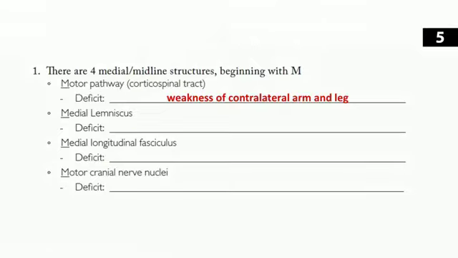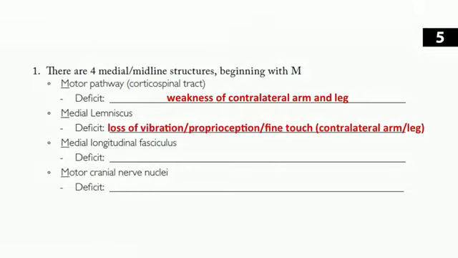The next medial M structure is the medial lemniscus, which you remember is the continuation of the dorsal columns in the brainstem. So this carries vibration sense and proprioception and fine touch. And a lesion here would cause loss of vibration, proprioception, and fine touch in the contralateral arm and leg. The third M is the MLF, the medial longitudinal fasciculus, which is involved in controlling the eyes. So the deficit associated with an MLF lesion is called internuclear ophthalmoplegia. And I'm going to explain what that is a little later on. So you'd see ipsilateral internuclear ophthalmoplegia.